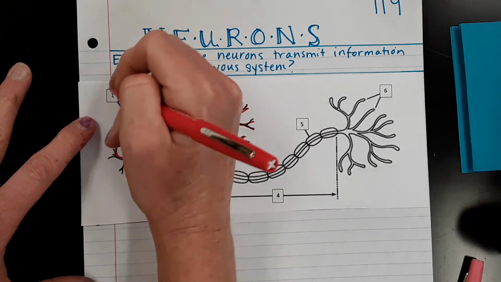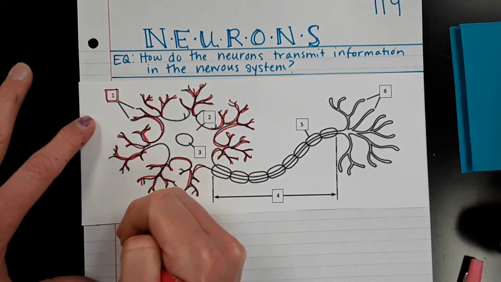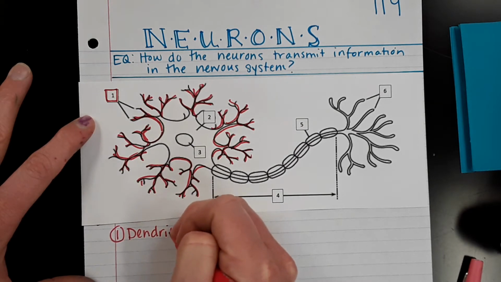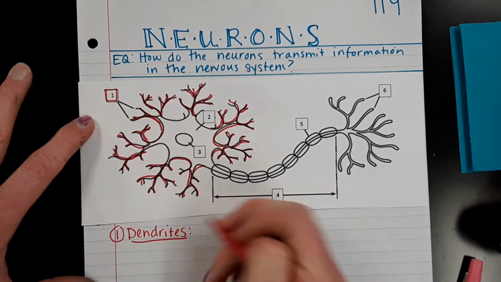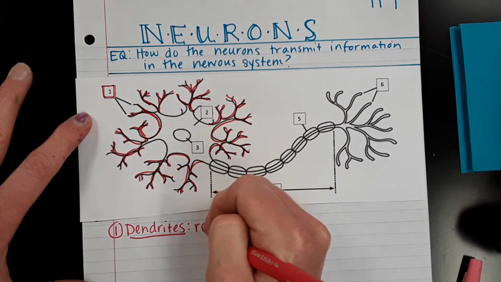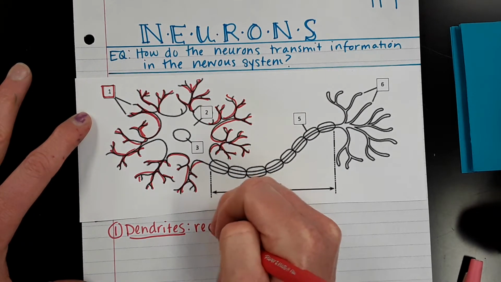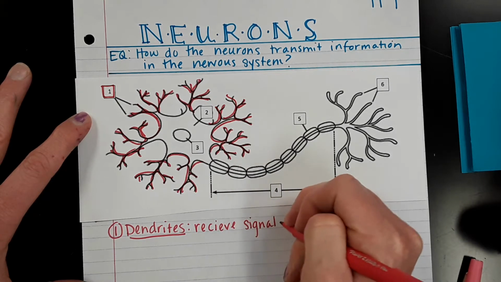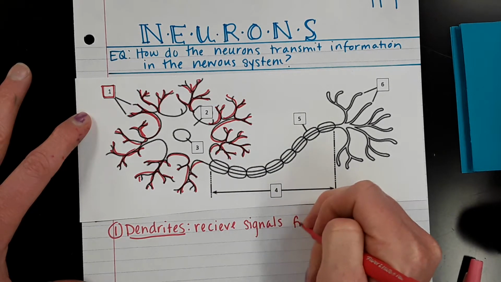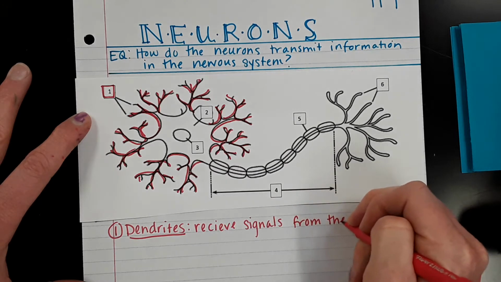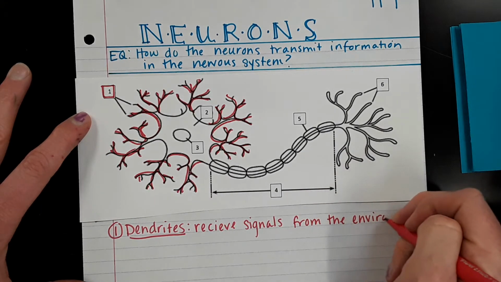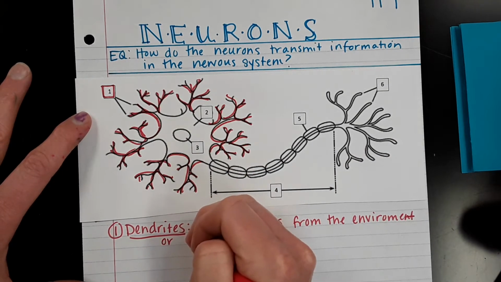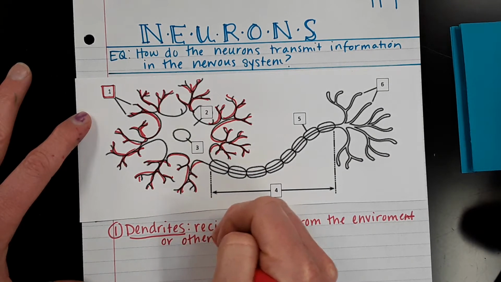And so this first structure here, structure number 1, these are the neuron's dendrites. So this is part of the nerve cell. And what those dendrites are going to do is they receive signals from the environment or from other neurons.